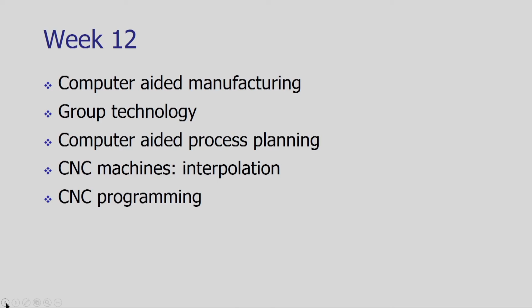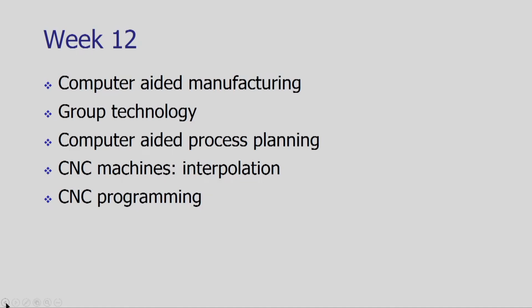Well, in the last week of this course, that is week 12, we will be studying computer aided manufacturing and CNC technology. We will see what is the meaning of GT, that is group technology, what is the philosophy of computer aided process planning, what are the various CNC machine configurations being utilized in automated industry, what is the meaning of interpolation and how to develop a simple CNC program. What is the structure of a CNC program, what are the various important functions to be incorporated in a CNC machining program.